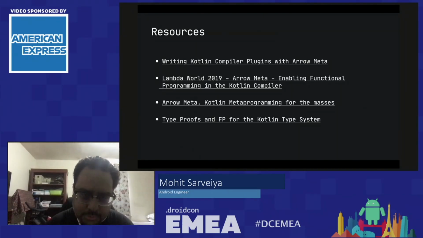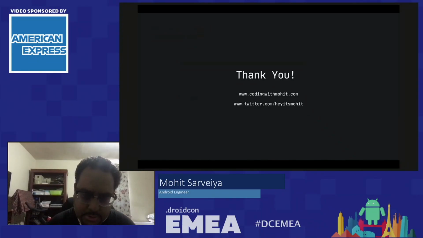These are some resources that I'll link out. I wrote my blog post. There are also presentations by other people who have given presentations at Lambda World on Arrow Meta that you could look at. And Raul gave a presentation recently on type proofs that you could look at. So that's my presentation. I hope that was useful to learn about this library called Arrow Meta. It's still in development. There are a lot of things being added. So I hope that was useful for you. Thank you.